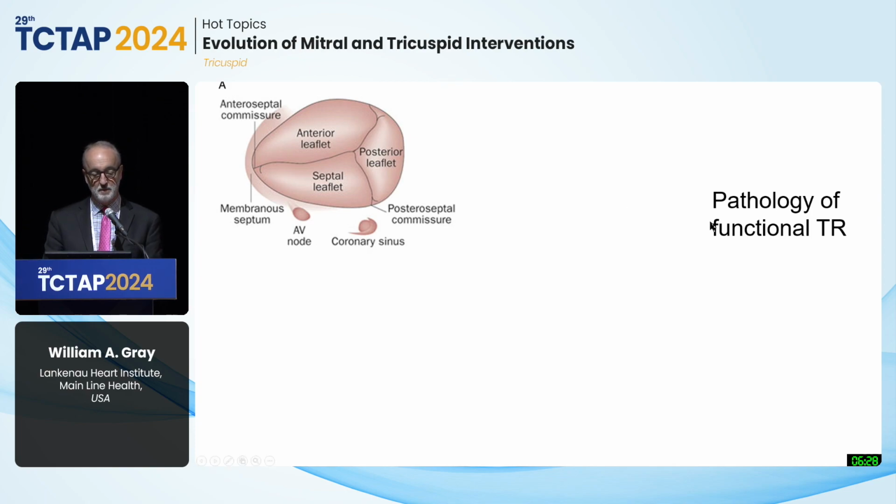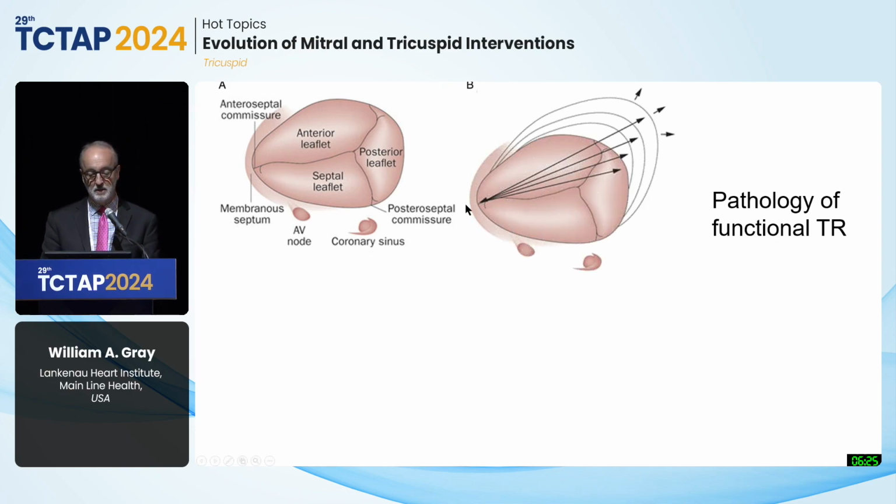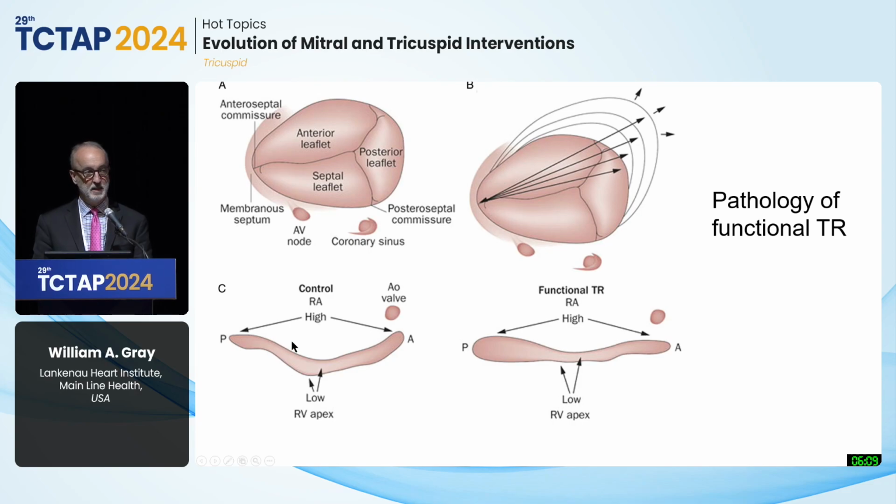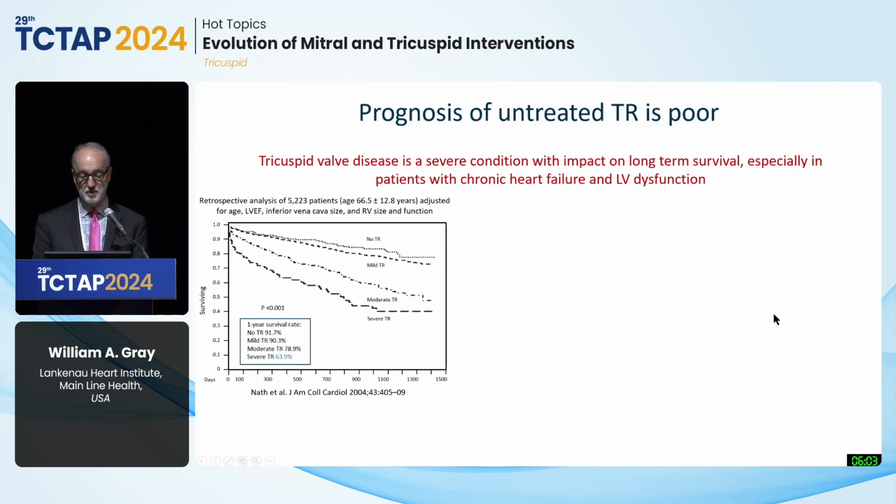Here's a normal tricuspid valve, and what we know is that the septal leaflet here does not move. It's anchored to the septum, but the lateral wall of the RV moves away, and it drags the anterior and posterior leaflets, the lateral leaflets, away from it, and that creates a coaptation gap. And in addition to that, we see a change in the morphology of the valve in later stages, where it flattens out from its normal saddle shape.